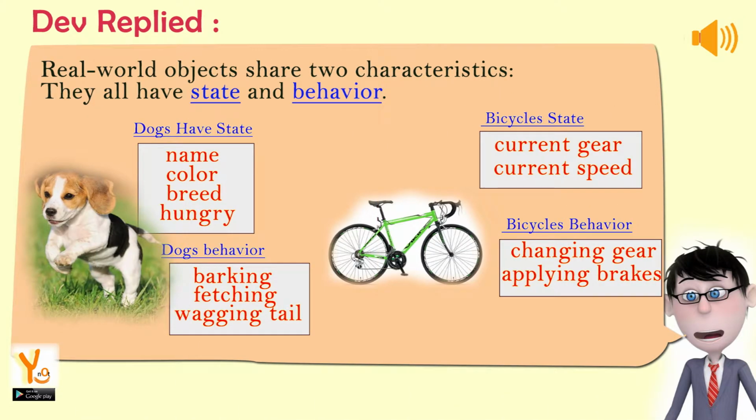Real-world objects share two characteristics, they all have state and behavior. For example, dogs have state, name, color, breed, hungry, and behavior, barking, fetching, wagging tail. Bicycles also have state, current gear, current speed, and behavior, changing gear, applying brakes.